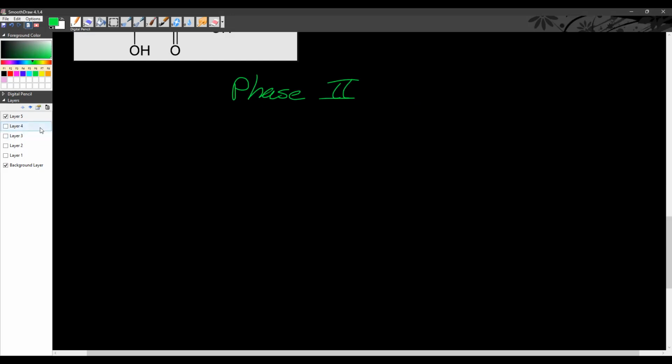As we said earlier, the function of phase 2 is to get rid of the drug, remove it from the body by conjugating it with a very water-soluble molecule. Conjugation with water-soluble molecule.